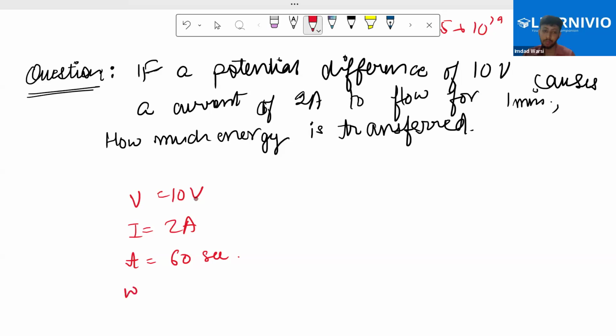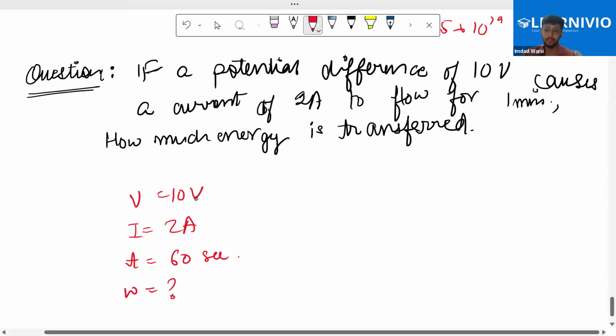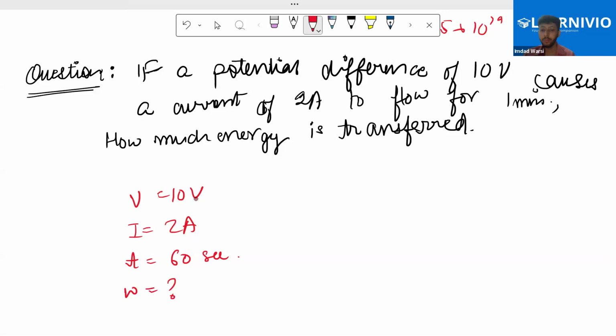This is the work done. You have to find out. How will you do it? Tell me, which formula have you read in which work is involved? W comes in which formula? V is equal to W by Q.